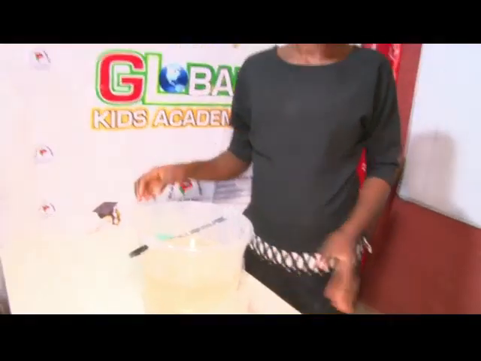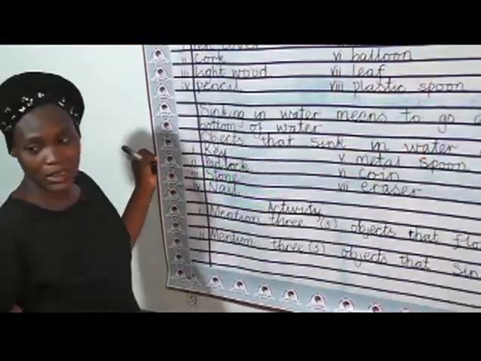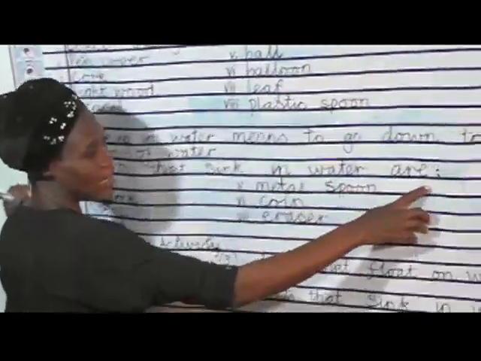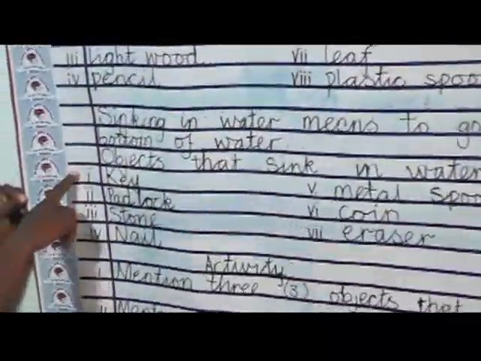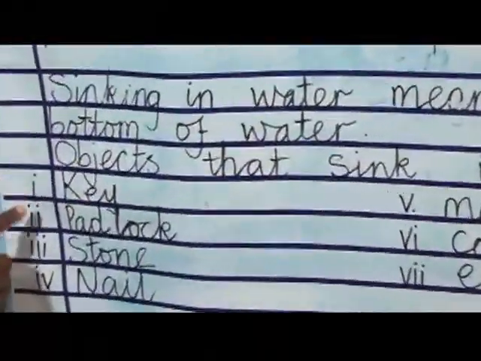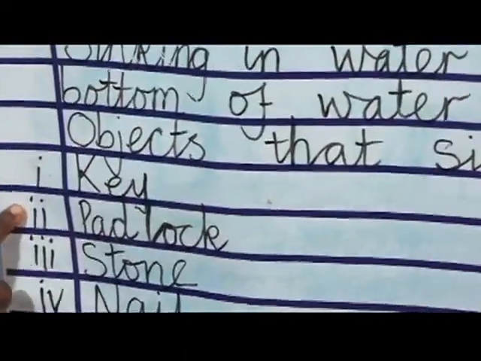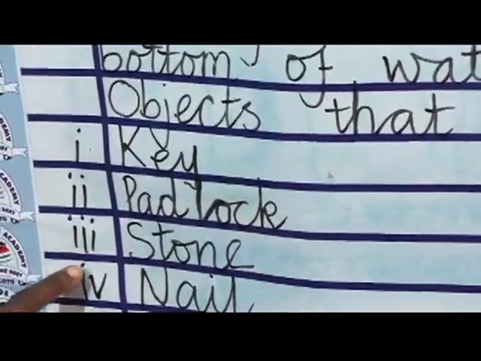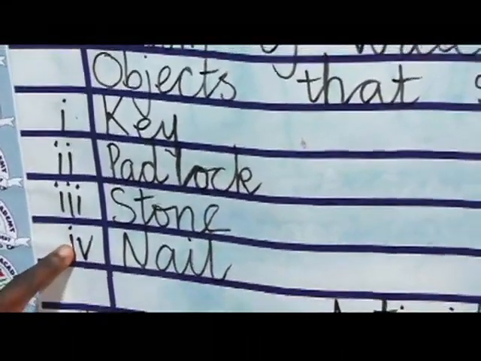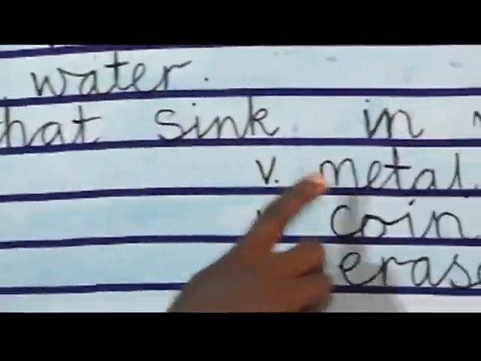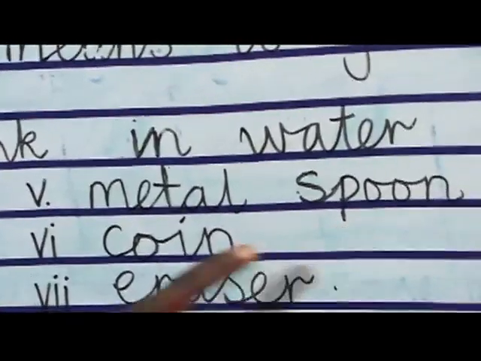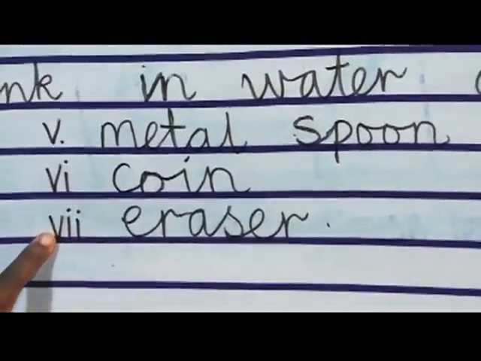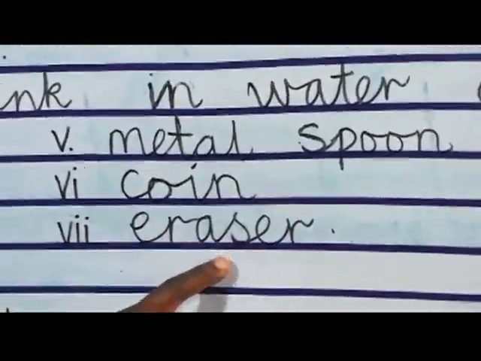Now let's go back to our topic. What are those objects that sink in water? Objects that sink in water are: number 1, key. Number 2, padlock. Number 3, stone. Number 4, nail. Number 5, metal spoon. Number 6, coin. Number 7, eraser.